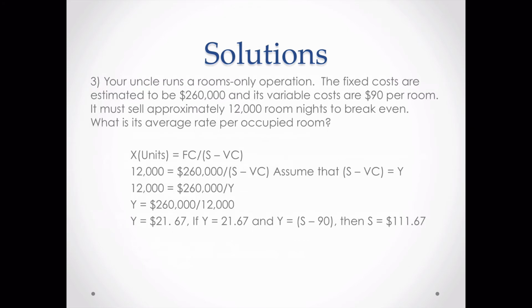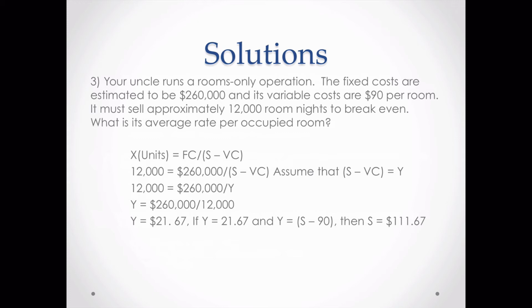Okay, problem 3, we're actually not giving all of our numbers. We're given fixed costs of $260,000. We're given units of 12,000, which we haven't normally been given, but we haven't been given the selling price. So we're solving for selling price.